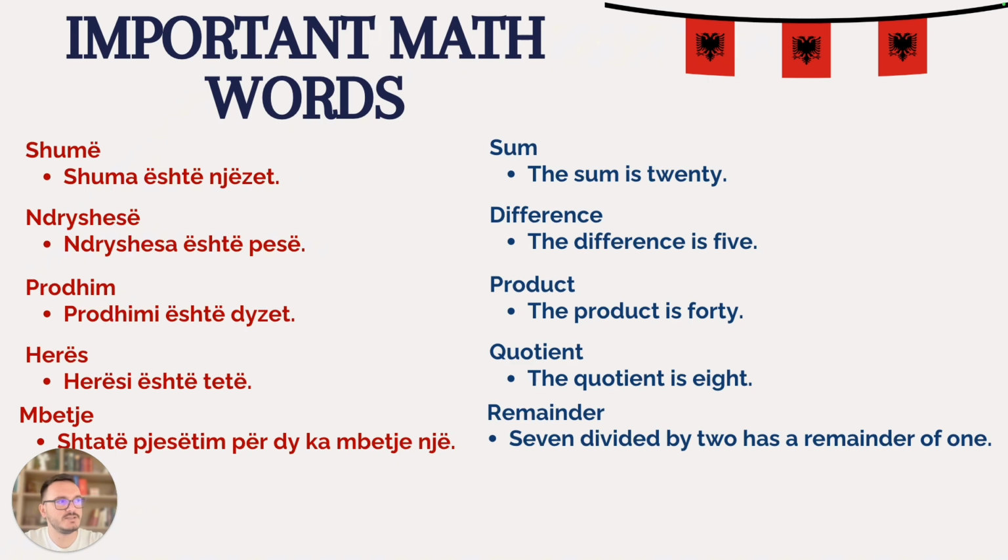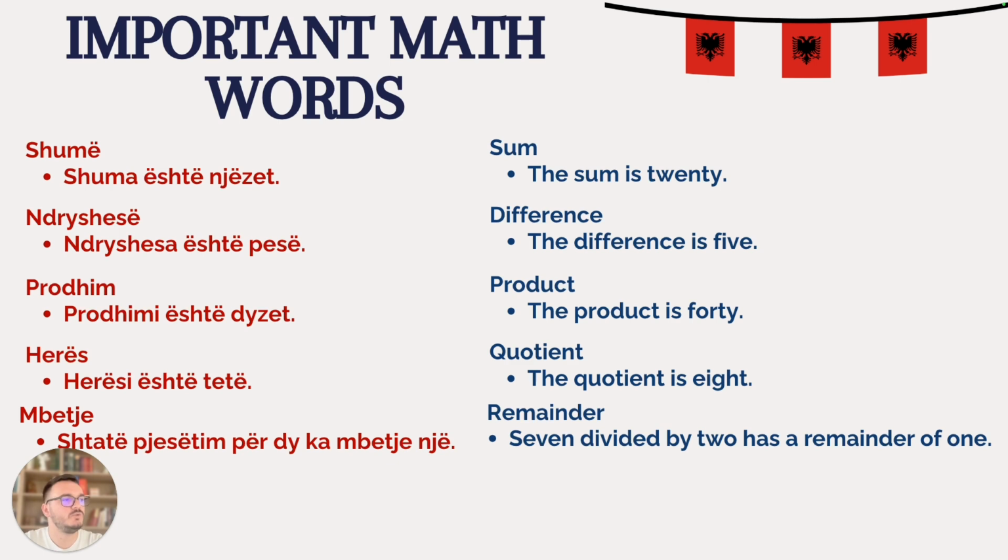Ndryshes, a difference. Ndryshesa është 5. The difference is 5. Prodhim, a product. Prodhimi është 40. The product is 40. Herës, a quotient. Herësi është 8. The quotient is 8.